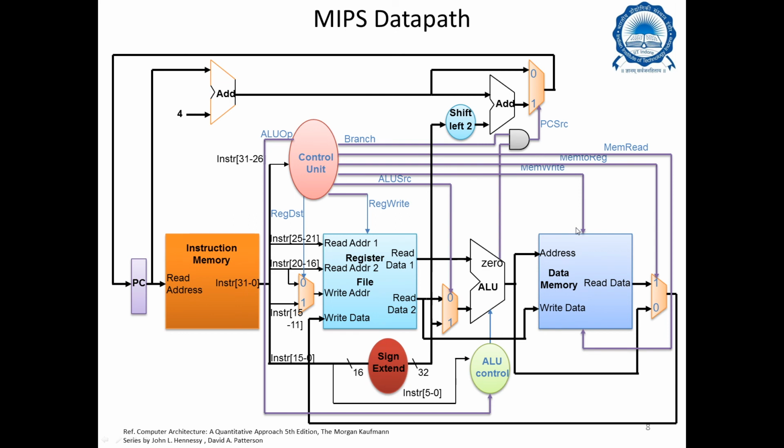So this is pretty much the penultimate MIPS data path that you see, that handles almost every instruction in the MIPS 32-bit architecture except one instruction, and that we are going to speak about in the next slide.